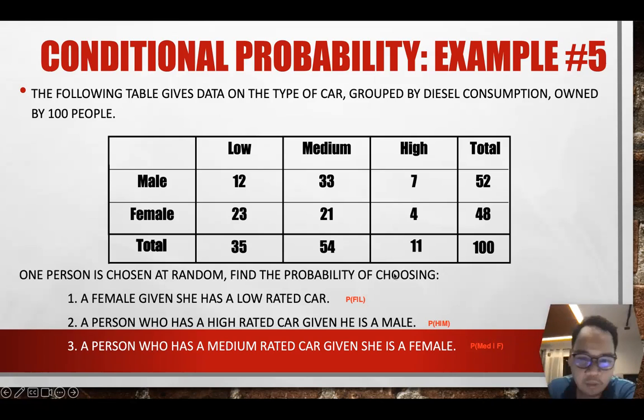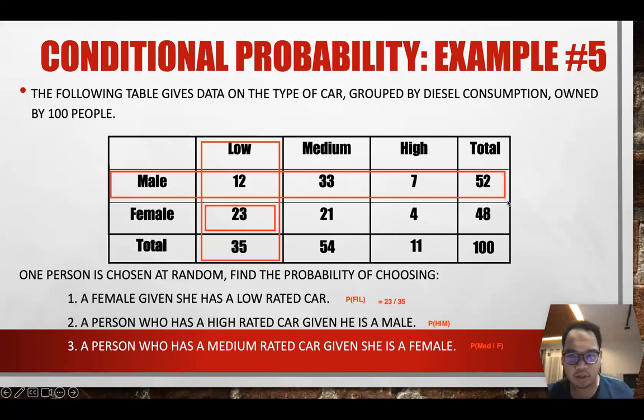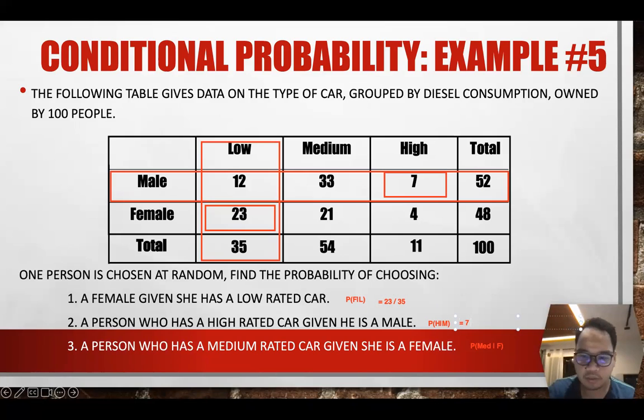For number one, we can just focus on the given, which is the low rated car. The probability that she's a female, get the intersection, it's going to become 23 over 35. 23 is a prime, so that's the final answer. For number two, we focus on the given that he is a male. The probability that he has a high rated car is going to be 7 over 52. 7 is a prime, so okay.